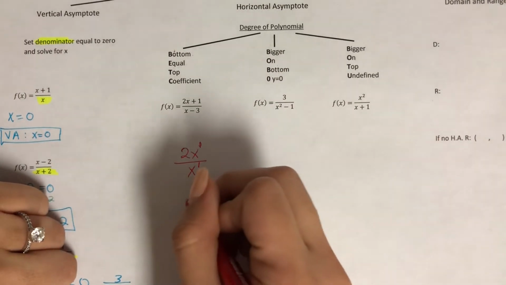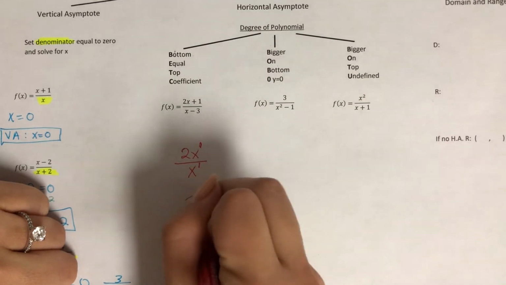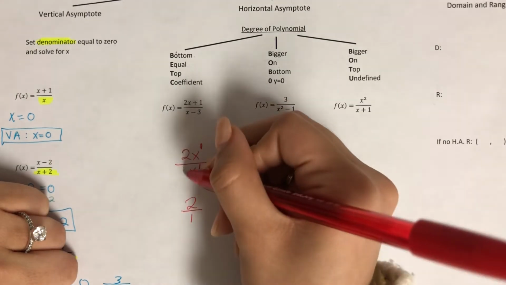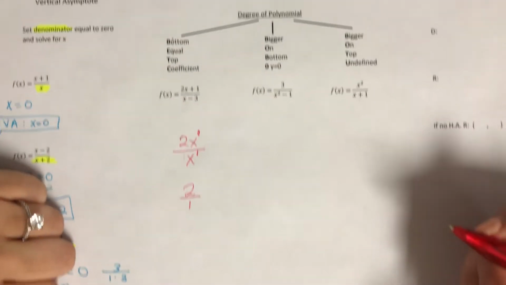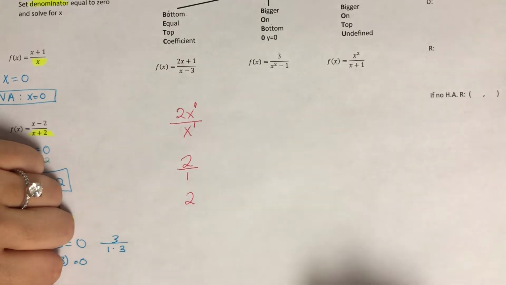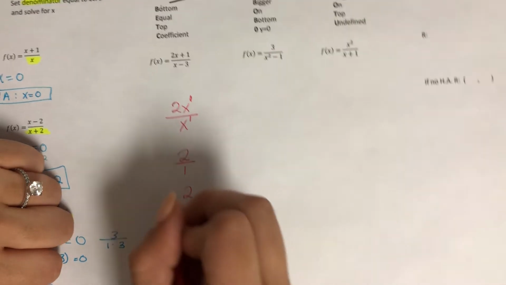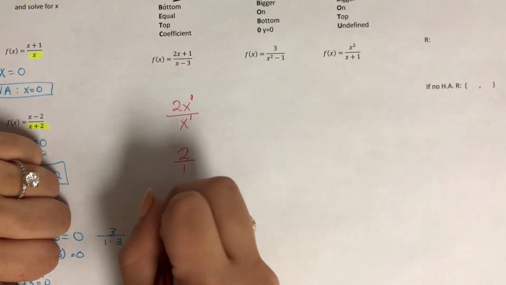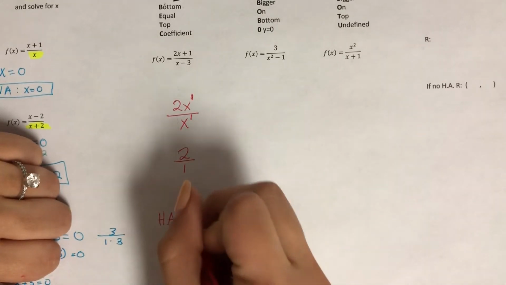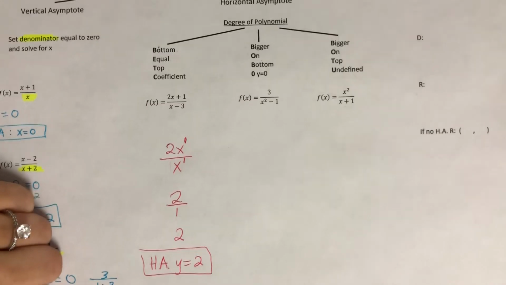Okay, in our case, our coefficients are 2 over 1, because there's an invisible 1 in front of the x. So our answer is 2, because 2 divided by 1 is very obvious, it is 2. That means my horizontal asymptote for this equation is y equals 2. Cool.